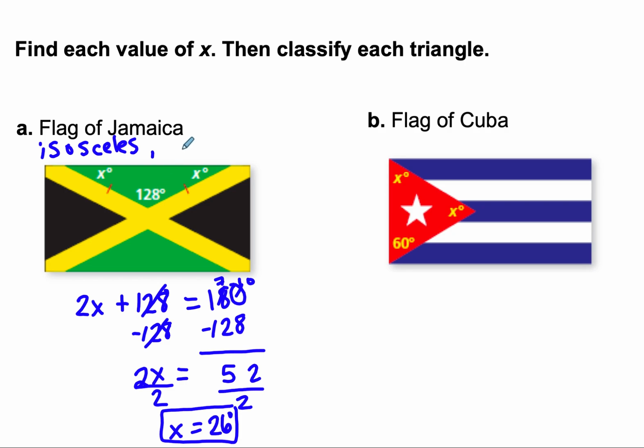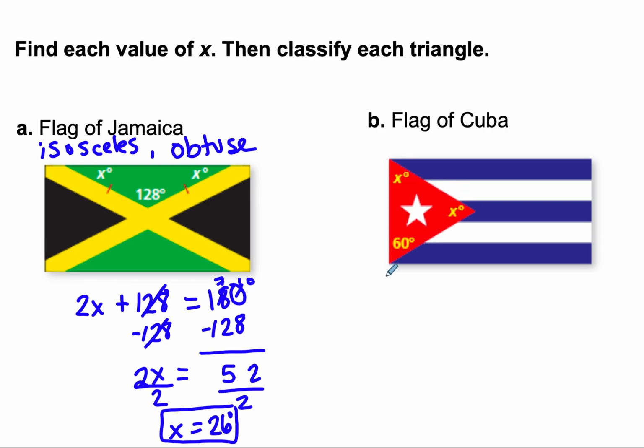And then we have one obtuse angle that's more than 90 degrees. So it's going to be isosceles obtuse. Doesn't really matter which name comes first. I could have written it as obtuse isosceles if I wanted to. All right, let's take a look at our next one here.